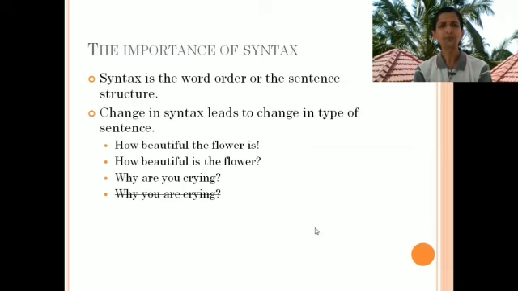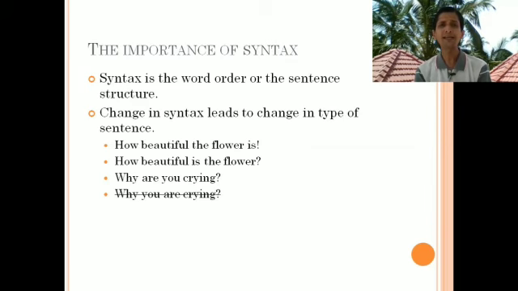Let us look at these 2 sentences. Why are you crying and why you are crying? I have struck off the second one because it is a wrong structure. Why are you crying is the structure of a question. Why you are crying appears to be that of a question, but it is not. Just by putting a question mark or just by putting a question word why, we cannot make a sentence into a question. The structure has to be that of a question.